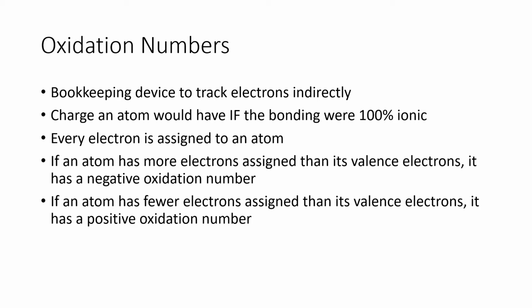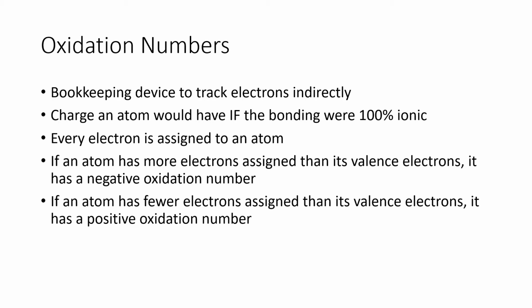And so it really is just an electron bookkeeping tool so that we can keep track of where the electrons are. Conceptually, you can think of it as the charge that an atom would have if the bonding were 100% ionic. So we're going to basically assign every bonding electron to one atom or another atom.